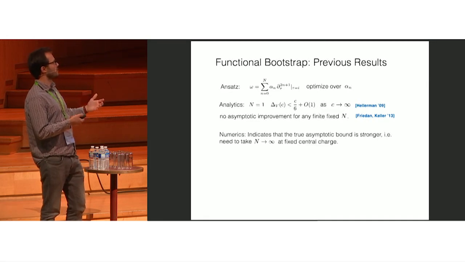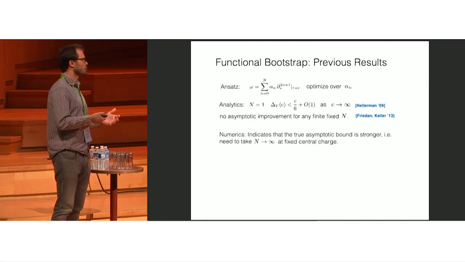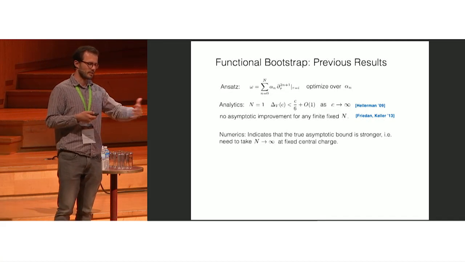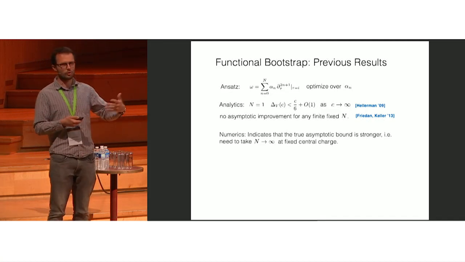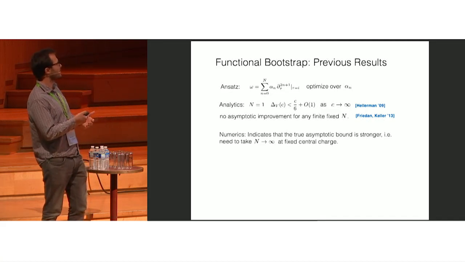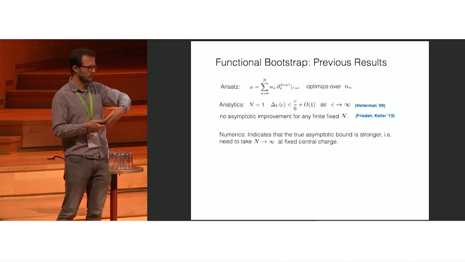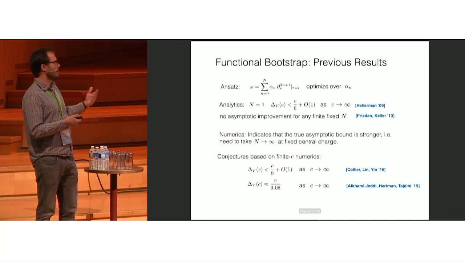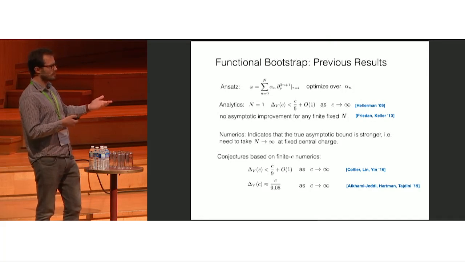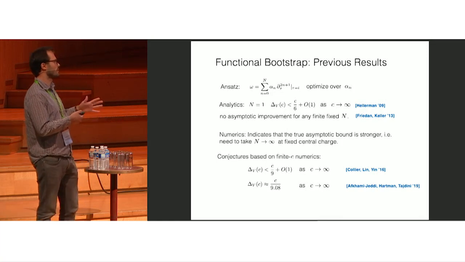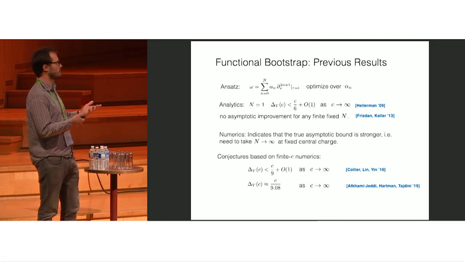However, numerics indicates that the actual asymptotic bound is stronger, that the asymptotic slope is better than 1 over 6. So this means that the large central charge limit and the large n limit do not commute, and one needs to take the large n limit at a fixed central charge and then extrapolate to large c. And in particular, there are some conjectures based on these finite c numerics, all of which indicate that the actual bound should go something like c over 9.